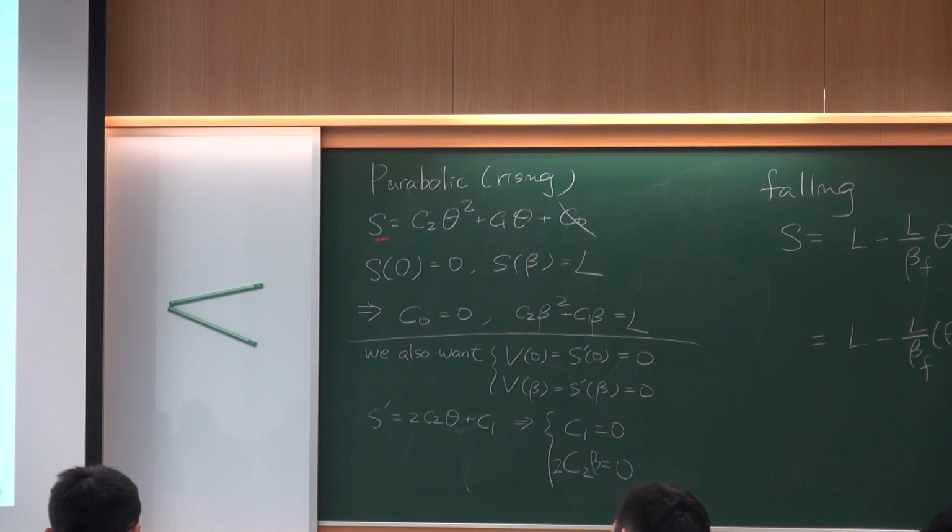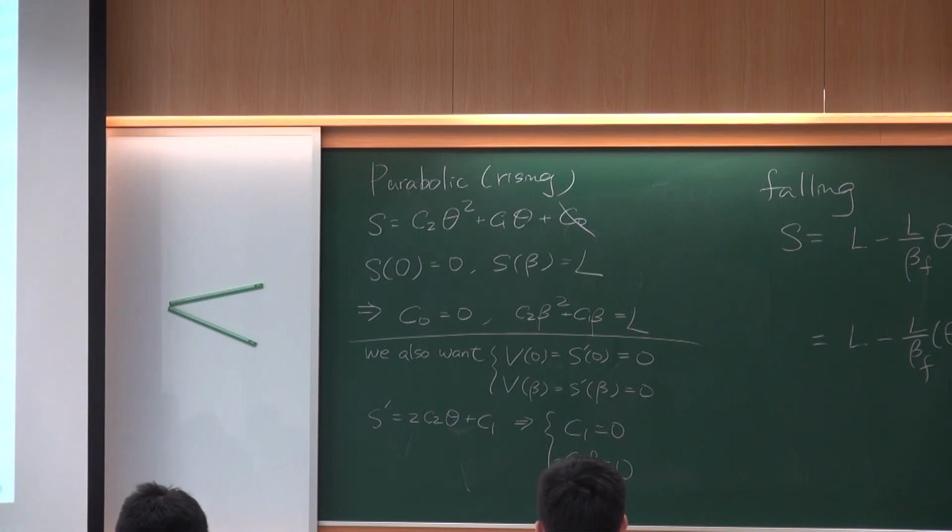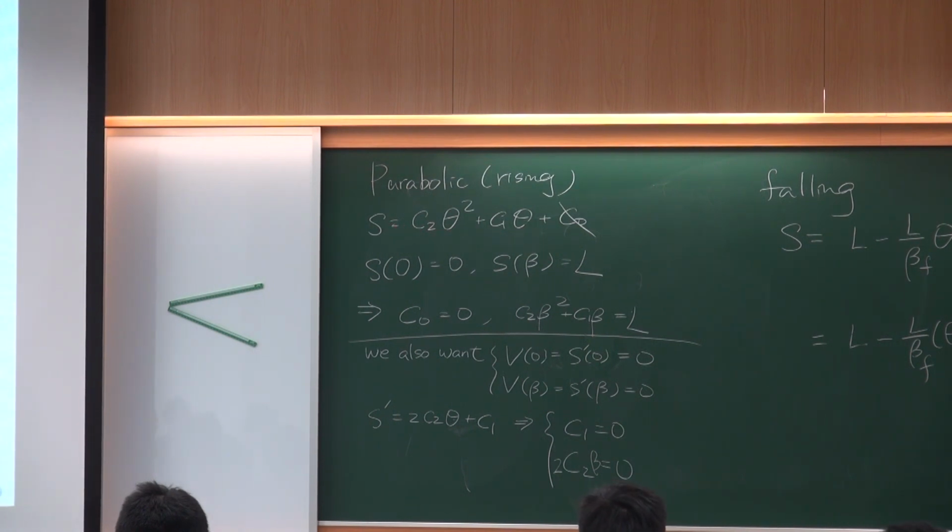If we only need to satisfy the first two conditions, then it's fine. We can find numerous solutions for C1 and C2. But right now, because we also want to satisfy these two equations, we want the velocity at this point to be 0, and the velocity at this point is also 0. If we need to satisfy those two conditions, then the only possible solution is C1 is 0, C2 is 0. Then everything is 0. So we cannot do it. It's a trivial solution.